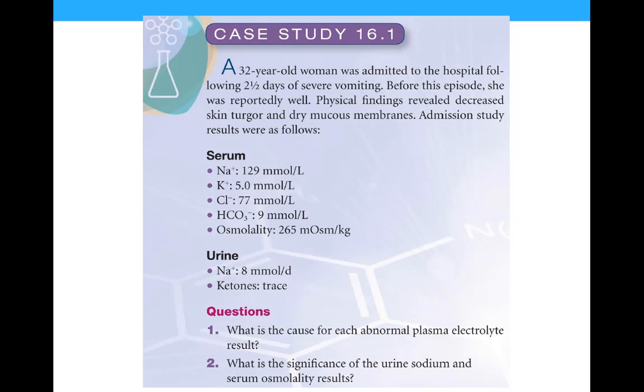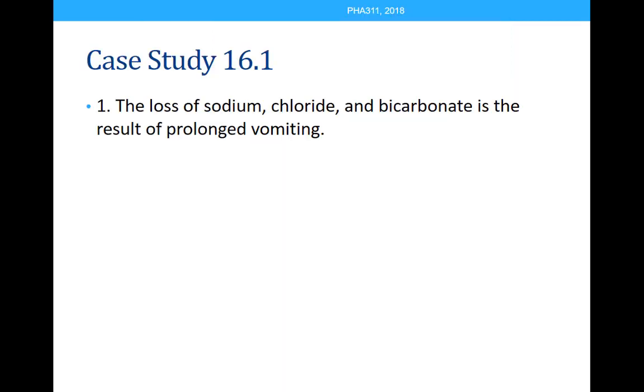What is the significance of the urine sodium and serum osmolality? Anyone? Sodium is being lost. Okay, so there is hyponatremia plus there is dehydration or overhydration. Skin turgor, you know. Yeah, so dehydration, right? So she is losing sodium. She is losing water, but she is losing more sodium. So, there is hyponatremia with dehydration. This is where this will fall, right?